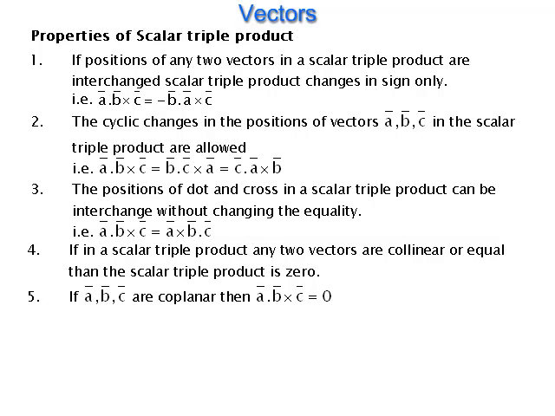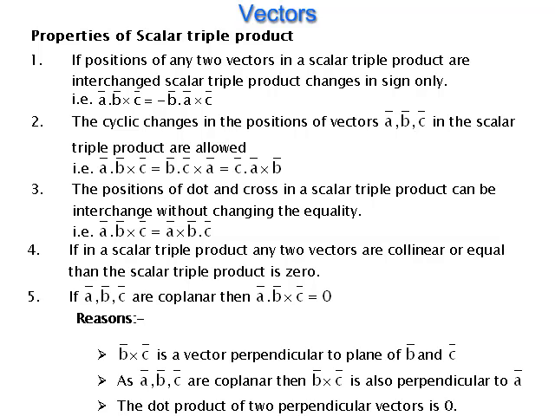If a bar, b bar, c bar are coplanar, then a bar dot b bar cross c bar equals 0. This is because b bar cross c bar is a vector perpendicular to the plane of b bar and c bar. Hence, if a bar, b bar, c bar are coplanar, then b bar cross c bar is also perpendicular to a bar, and the dot product of two perpendicular vectors is 0. Hence, a bar dot b bar cross c bar equals 0.